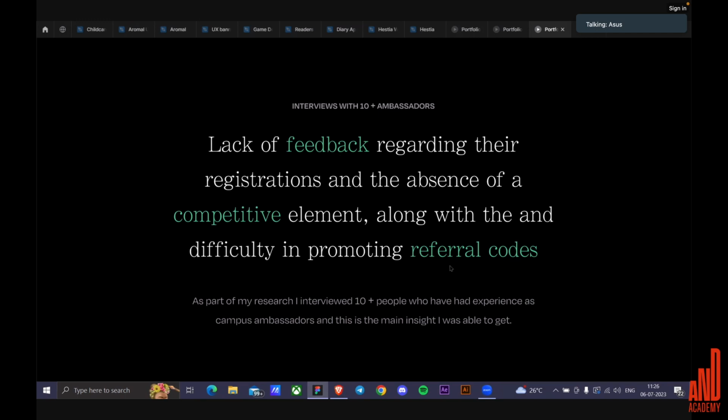Also, the system of referral codes was very difficult for the caretakers because they had to manually keep track of who was registering. What the campus ambassadors usually do is keep a separate Excel file in which they update who is registering under them. So they had to call these people and ask, "Hey, have you registered?" If you have, then they'd add your name to the Excel file. So there was a lot of manual work going on, and it was very difficult for these caretakers.